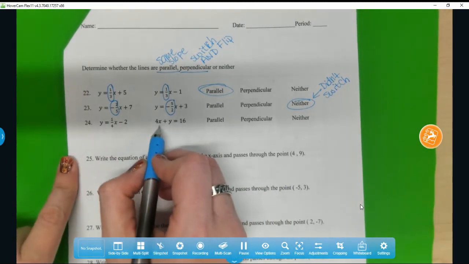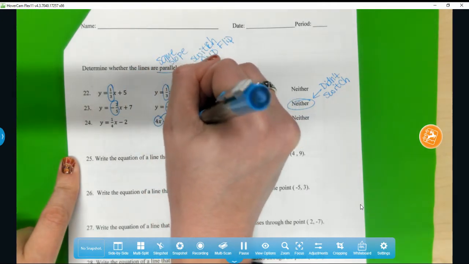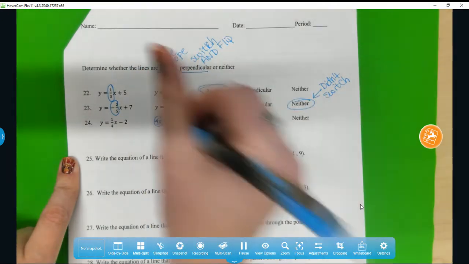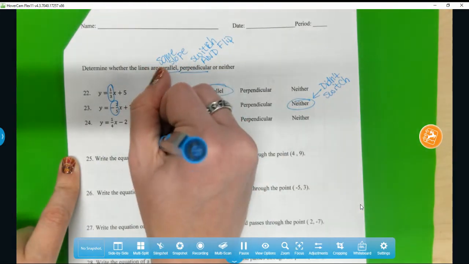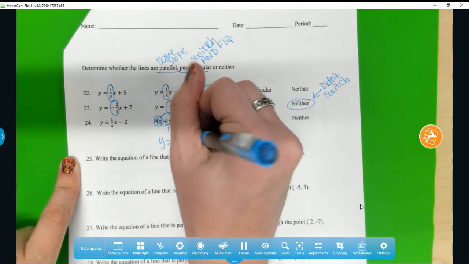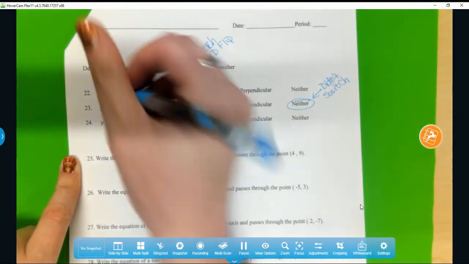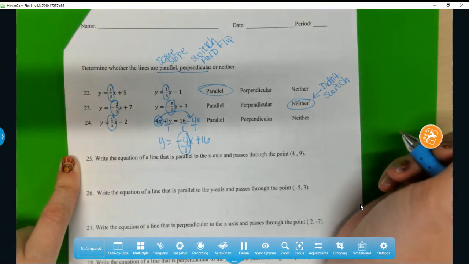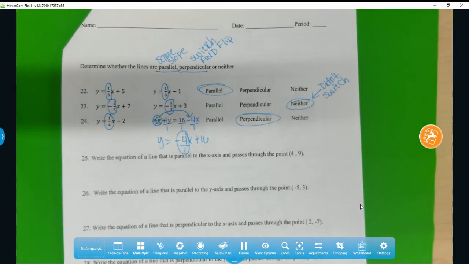Okay, here I need to move the x and change the sign, divide by the number in front of y. So we have y equals negative 4x, and remember that's over a 1, plus 16. So I have negative 4, and I have positive 1/4. So they switch signs, and the fraction is flipped, so they are perpendicular.